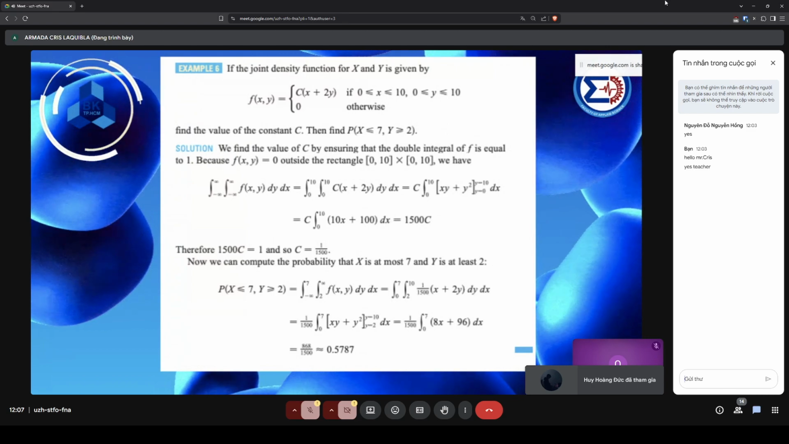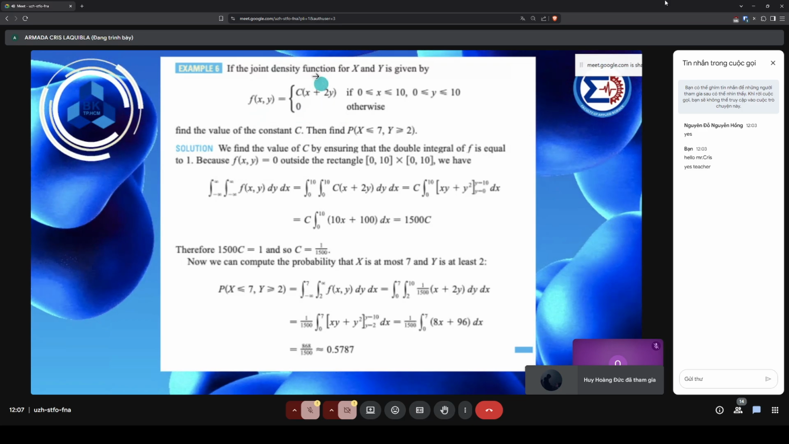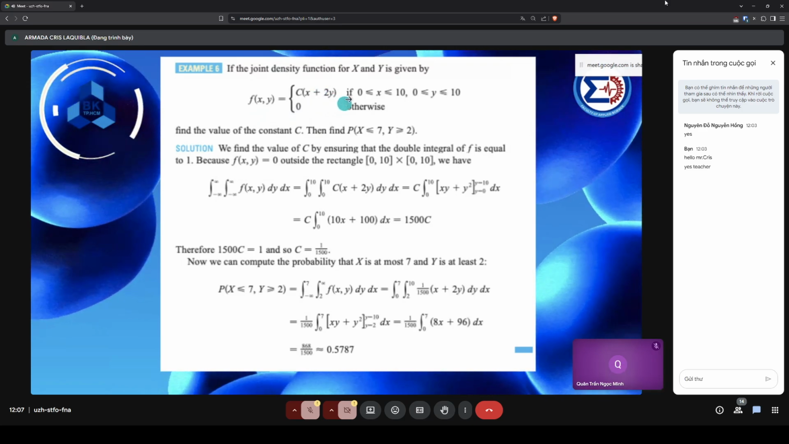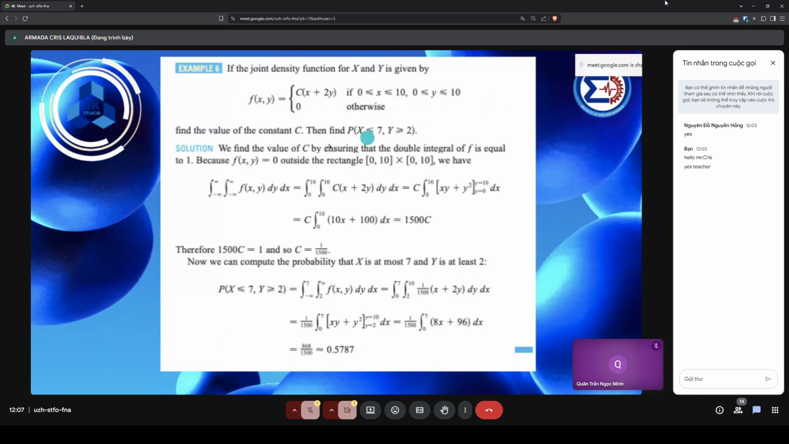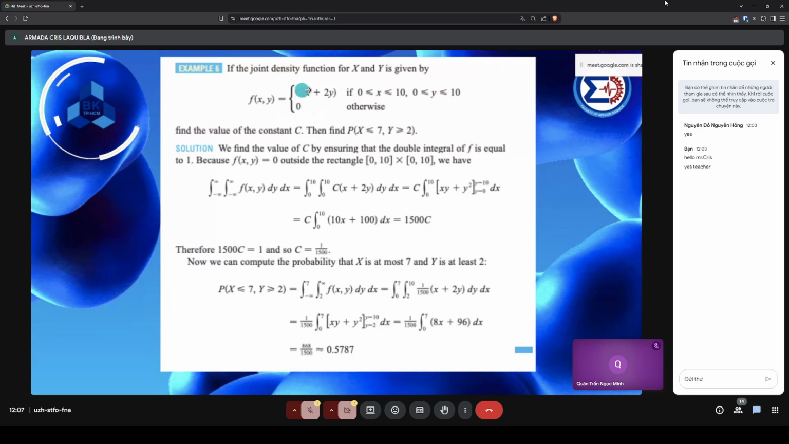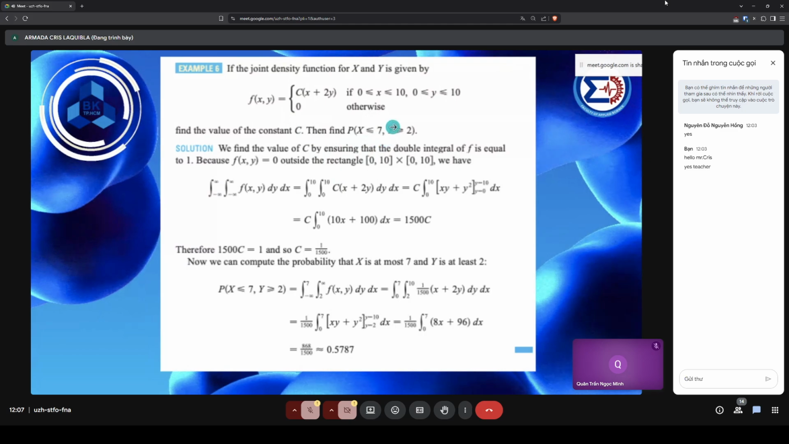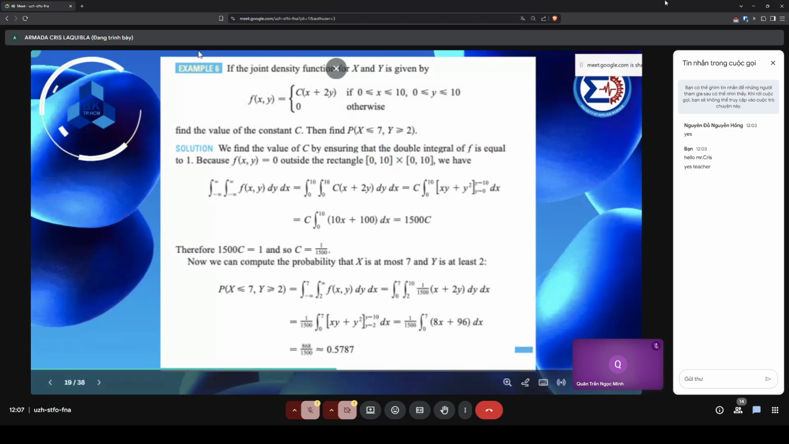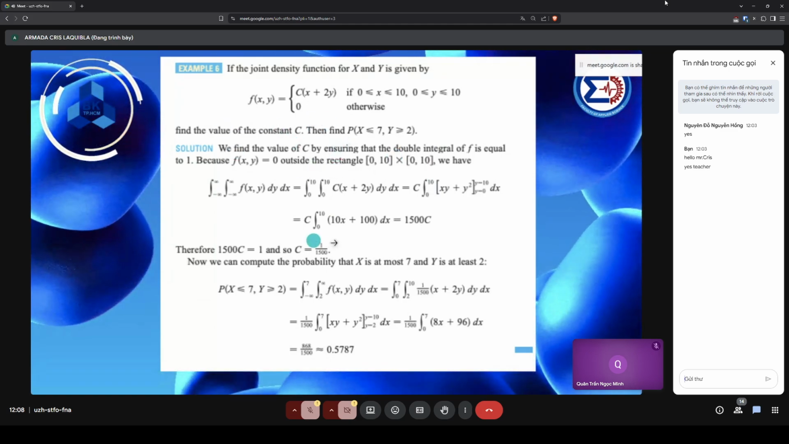Slide 17. Okay, so you have your f of xy equal to c times (x plus 2y). Your x is bounded from 0 to 10 and your y is from 0 to 10. Find the value of the constant c. Next, we have to find the probability that x is less than or equal to 7 and y is greater than or equal to 2. So first is the constant c.